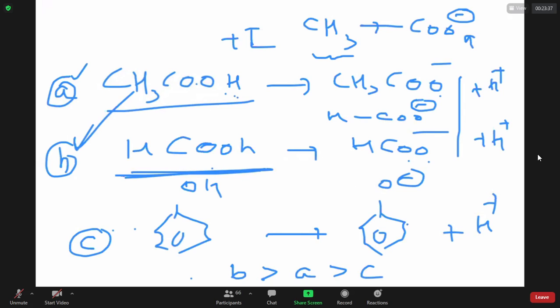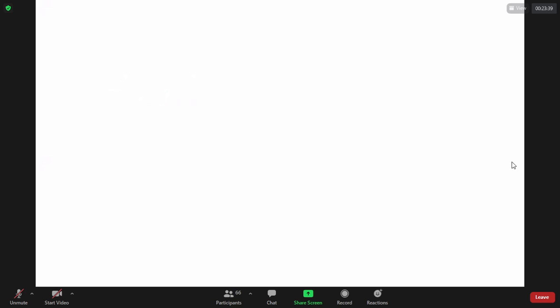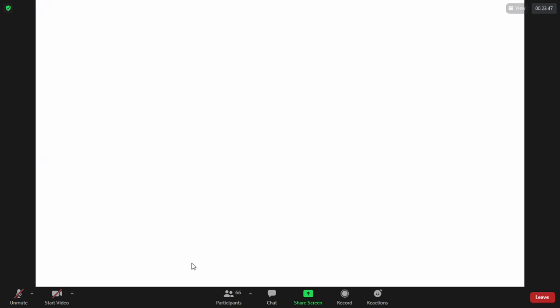Now let me repeat this idea. An acid is one who can give H plus and a conjugate base. The conjugate base has negative charge. Any factor that increases the negative charge makes it unstable. Any factor that decreases the negative charge makes it stable. Electron withdrawing groups make an acid a better acid.